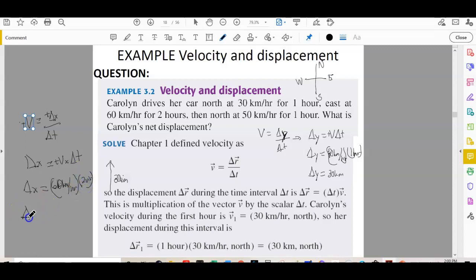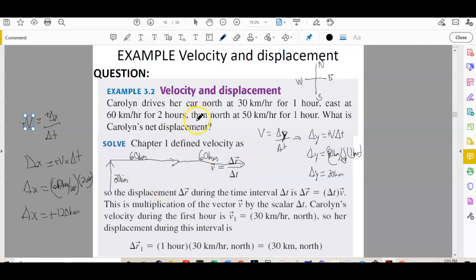So that is going to be eastward, or to the right, at, it looks like 60 times 2, 120 kilometers. The hours cancel out, right? So now she drives 60 kilometers, and she drives 2 of those vectors to the right. So this is 60 kilometers plus 60 kilometers, and that's 2 hours. Okay.